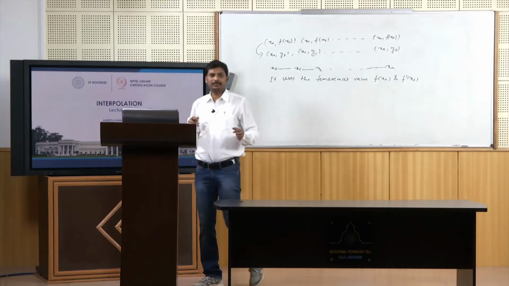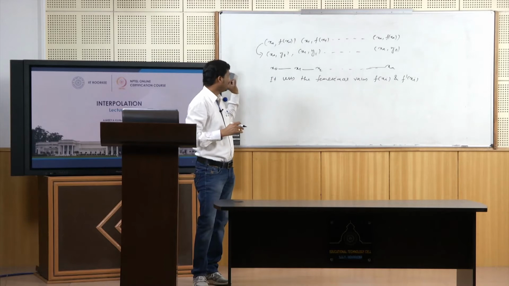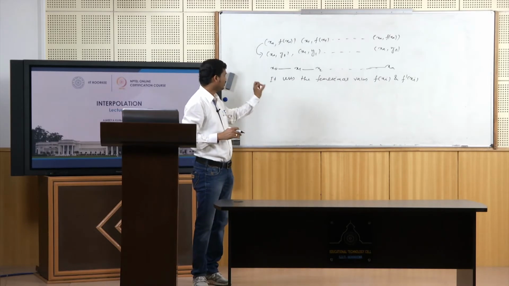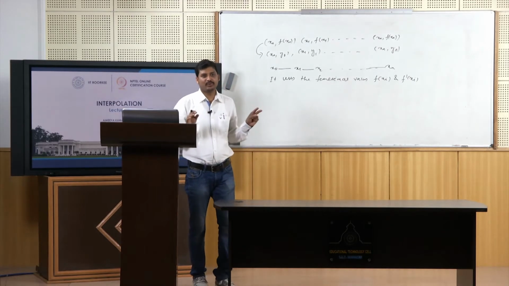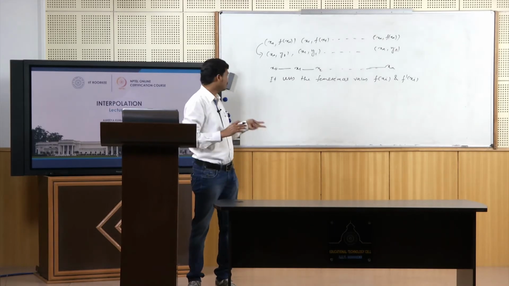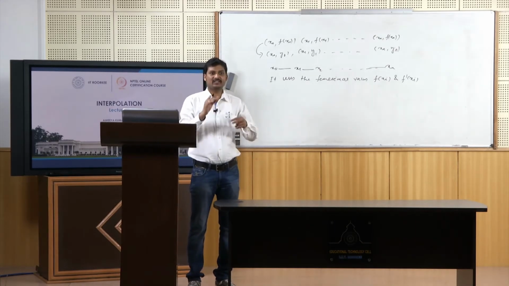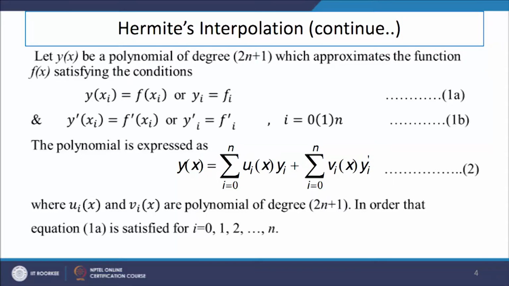So, definitely if we have all the points 0, 1, 2 up to n, and f of xi is satisfied at n plus 1 points and f dash of xi is satisfied at n plus 1 points, then we will have 2n plus 2 conditions here. And if we formulate a polynomial based on these 2n plus 2 conditions, it can generate a polynomial of degree 2n plus 1 here. So, let us suppose y of x is a polynomial of degree 2n plus 1.